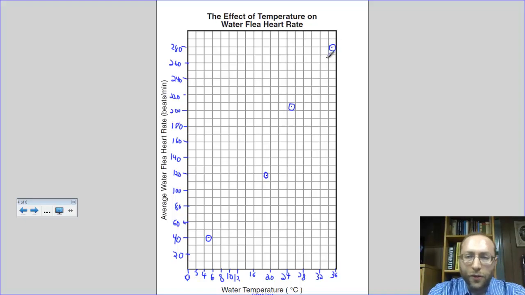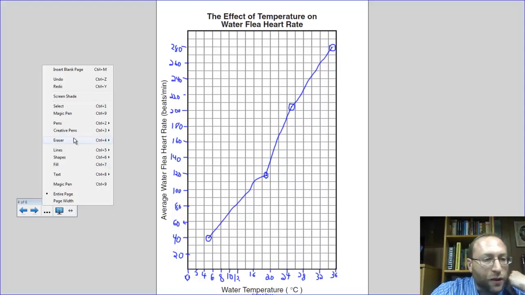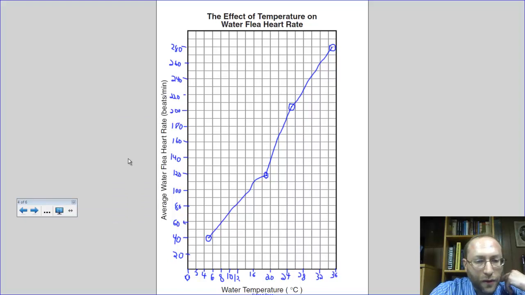And the last thing you do is you connect the dots. That's okay. You don't have to use a straight edge or anything like that. And this is what it looks like. What some people do, and this is why I put the 0 in here, and I'm going to change the color of the pen, is they will draw a line down to there.